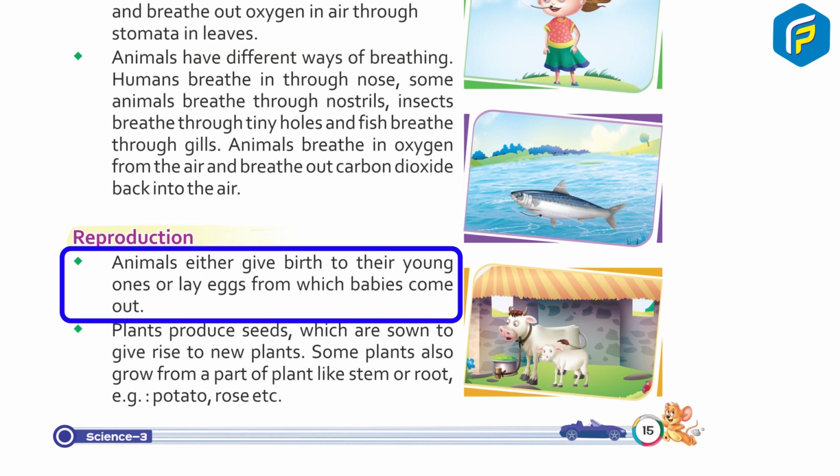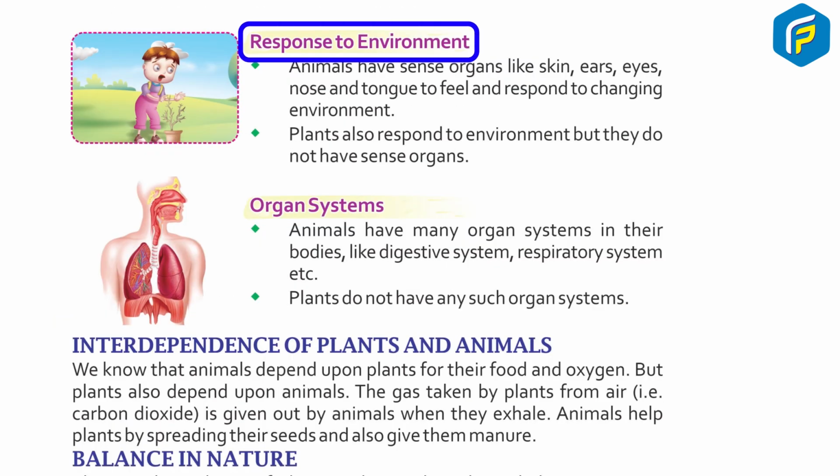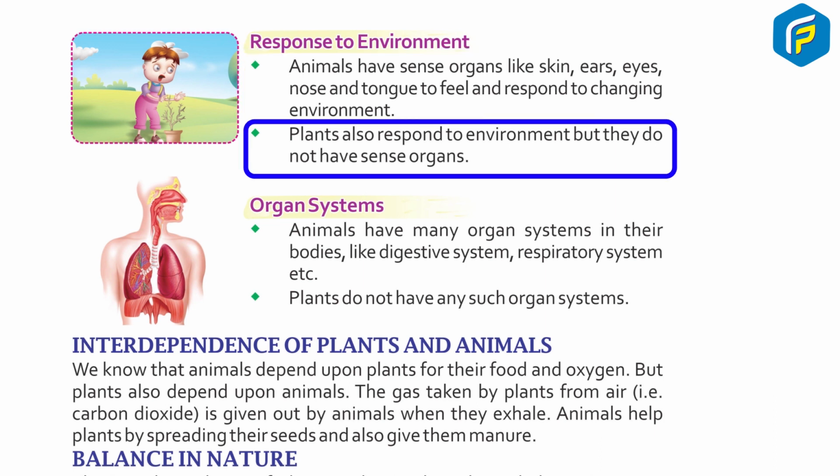Reproduction. Animals either give birth to their young ones or lay eggs from which babies come out. Plants reproduce by seeds which are sown to give rise to new plants. Some plants also grow from a part of a plant like stem or root, for example potato, rose, etc. Response to environment. Animals have sense organs like skin, ears, eyes, nose, and tongue to feel and respond to a changing environment. Plants also respond to the environment, but they do not have sense organs.